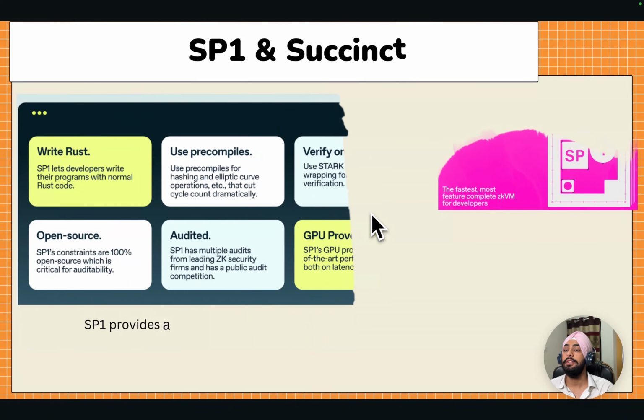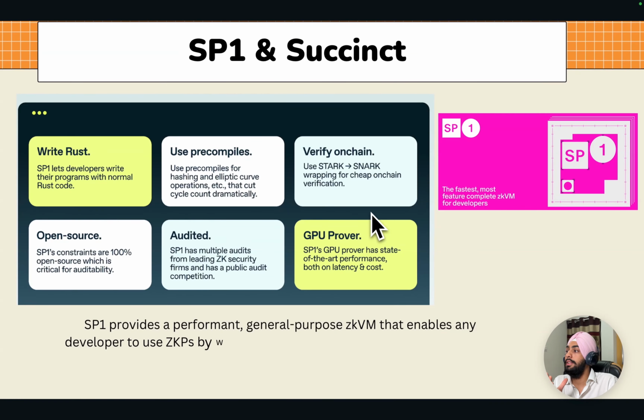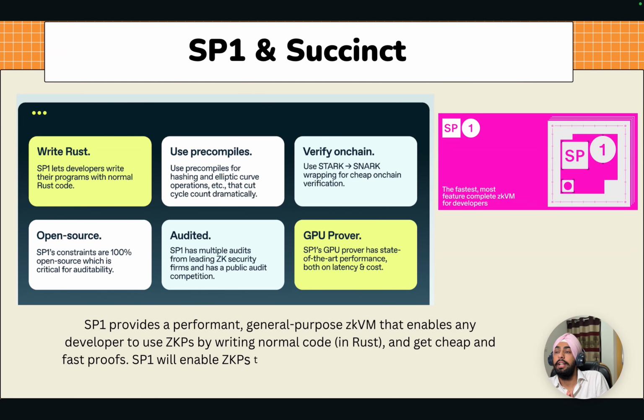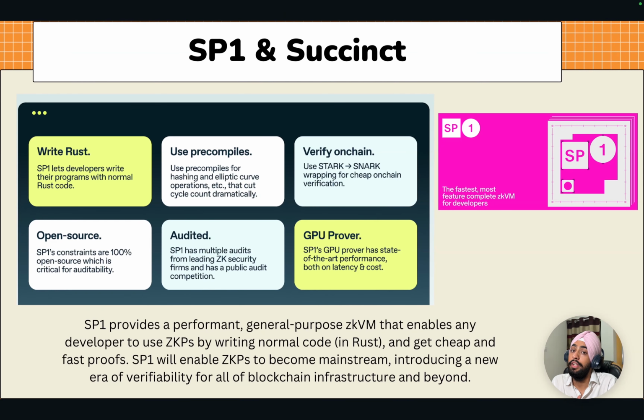But Succinct Processor 1, SP1, is changing that narrative. It is designed as a general purpose zkVM, which basically solves this problem and creates a future where all the blockchain infrastructure, like any rollups, bridges, or coprocessors, utilize ZK proofs via maintainable software written in Rust, not in a circuit, basically in simple Rust, right?